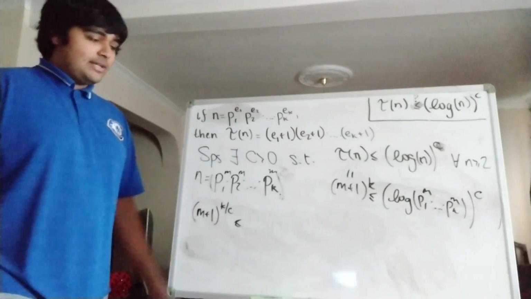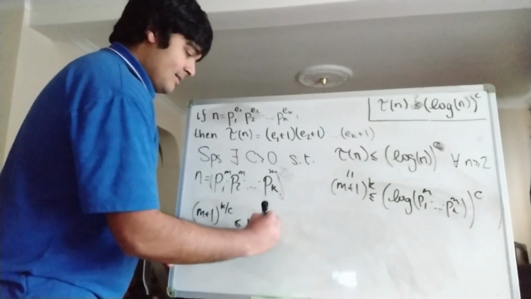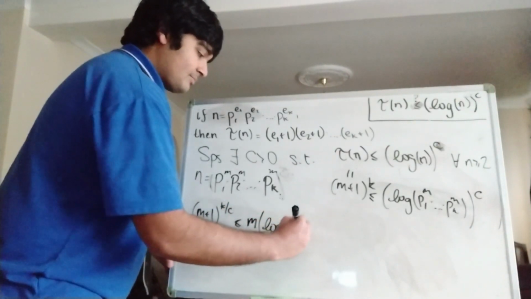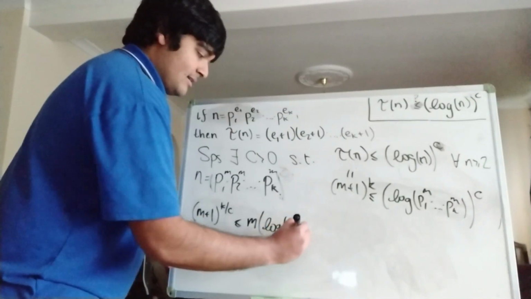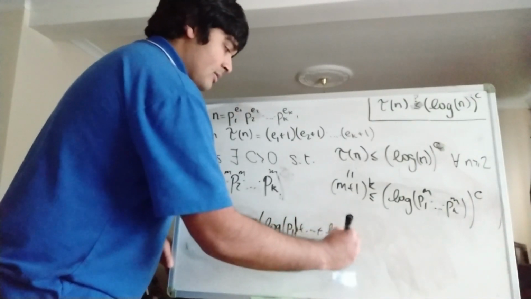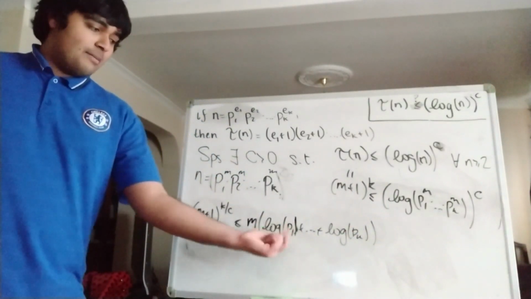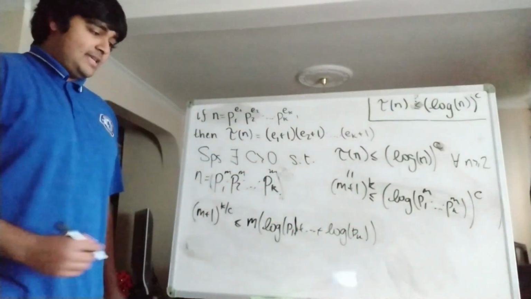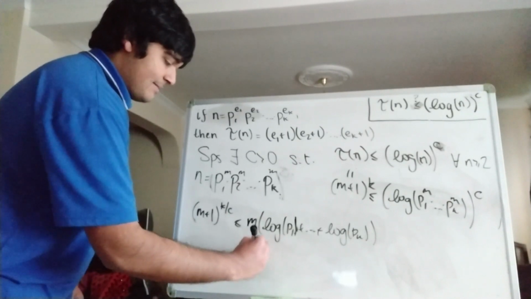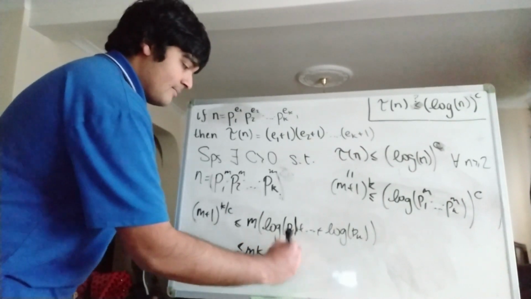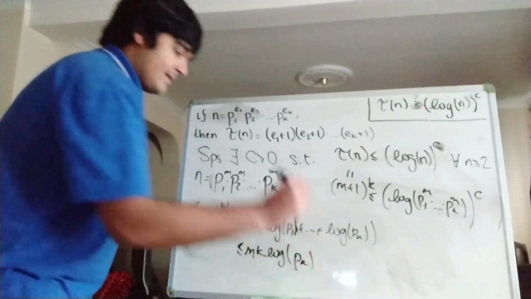But of course, just using log rules, this is the same as m times log of p1, plus so on all the way up to log of pk. And like before, I can bound each of these log of pi's by log of pk. So this is less than or equal to mk times log of pk.